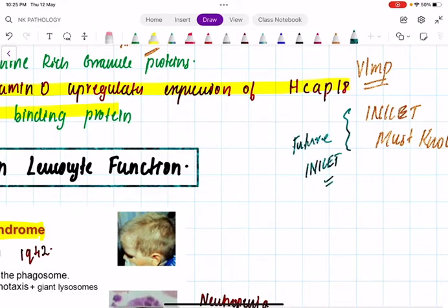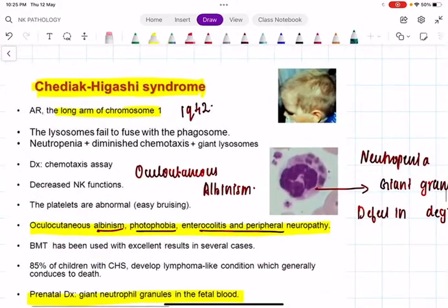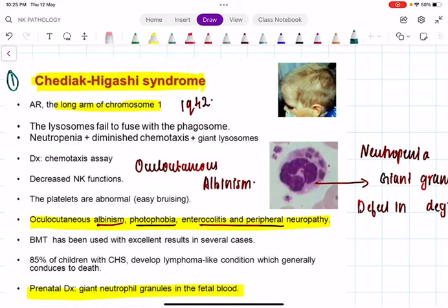Then, what are the defects in leukocyte function? Number one is Chediak-Higashi syndrome. Chediak-Higashi syndrome is autosomal recessive, on the long arm of chromosome 1q42. What is the problem here? There is a defect in phagolysosome formation, that is, the lysosomes fail to fuse with the phagosomes.